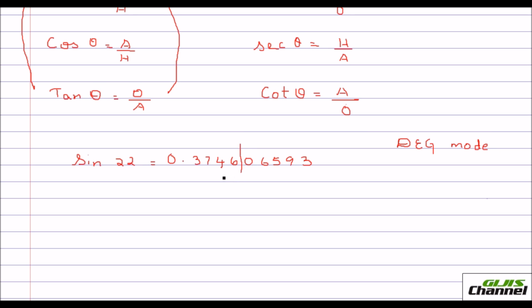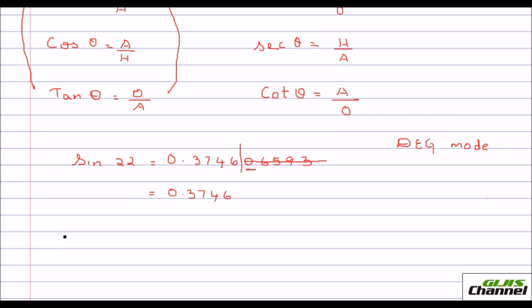So how do you round it off? Just look at the next number. That's a 0, and 0 is less than 5. If it is less than 5, just ignore the numbers after that. You can omit them, and your sine 22 would be 0.3746.